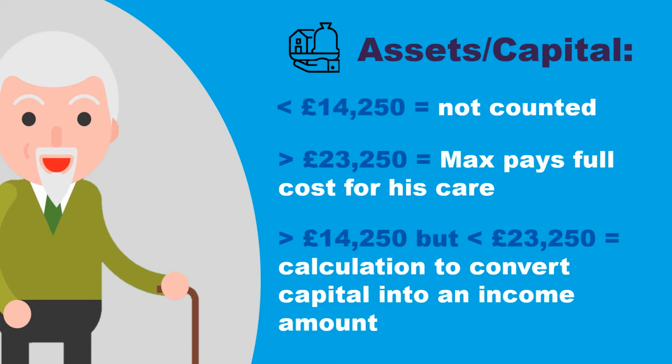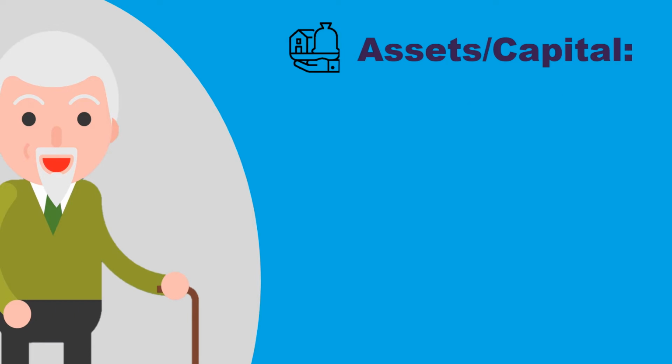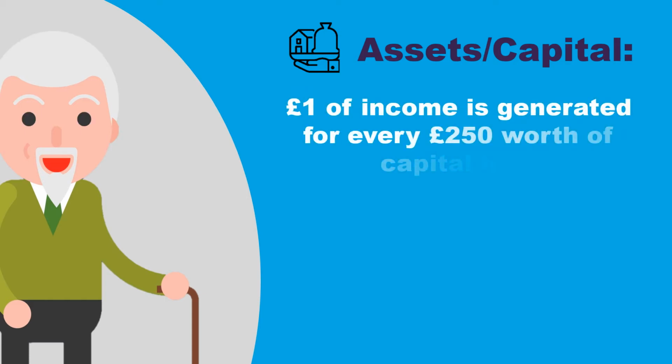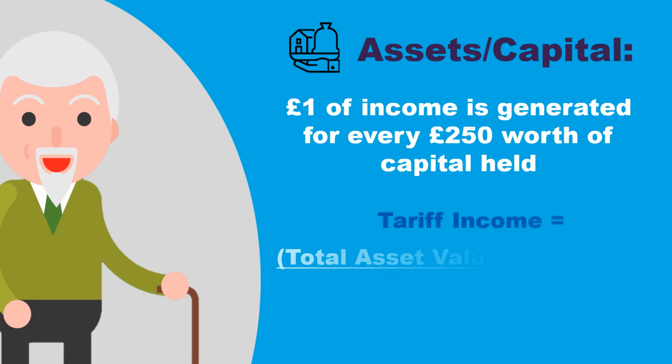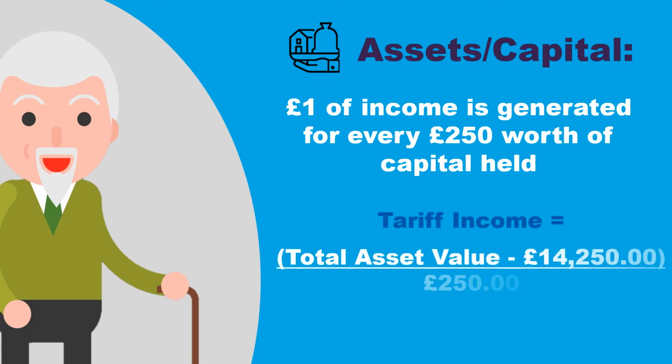In other words, how much income is assumed to be generated if the capital was invested. This conversion is based on rules set by the government that assumes £1 of income is generated for every £250 worth of capital held, or part of. The resulting figure is added into the assessment. This converted figure is called tariff income and is calculated by deducting £14,250 from the total asset value and dividing the result by £250. This amount is then rounded up to the next whole pound.